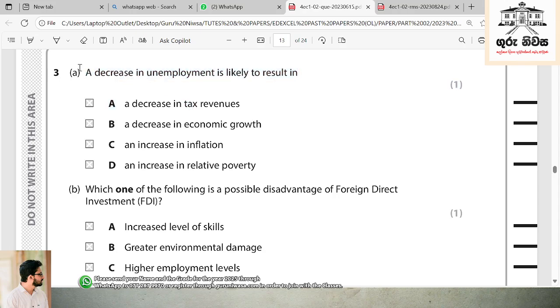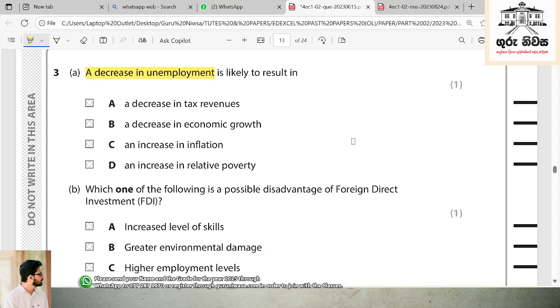A decrease in unemployment. Right. Tell me whether it's good or bad. Bad. Oh, sorry, I saw it as employment. Then yes, read the question carefully. Good or bad? Good. A decrease in unemployment is likely to result in.